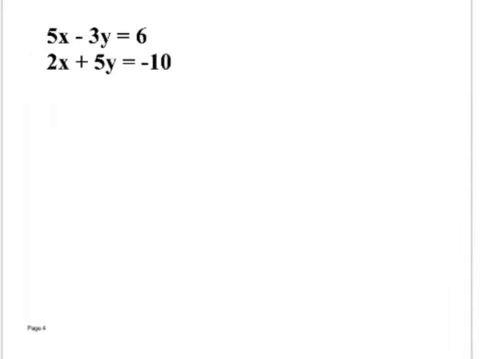Write this down. I have 5x minus 3y equals 6. I have 2x plus 5y equals -10. Someone raise your hand. Tell me what you want to eliminate. Darius, pick one, x or y. Y. Okay. Darius, in order to eliminate y, what do I need to multiply the top one by?